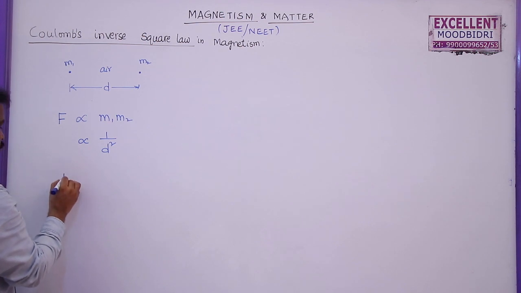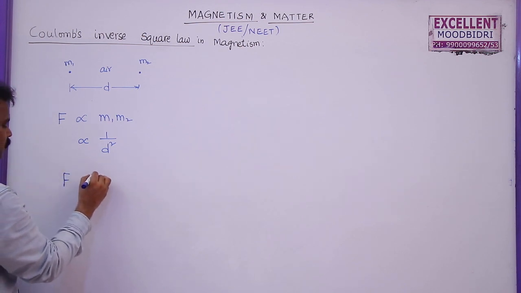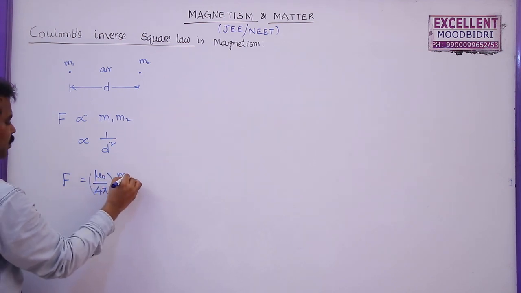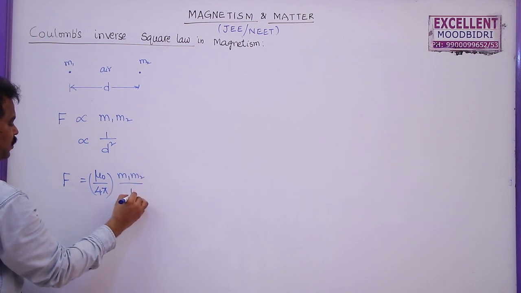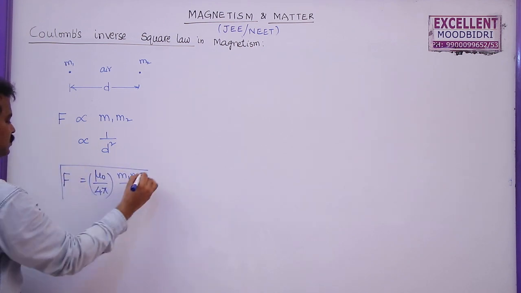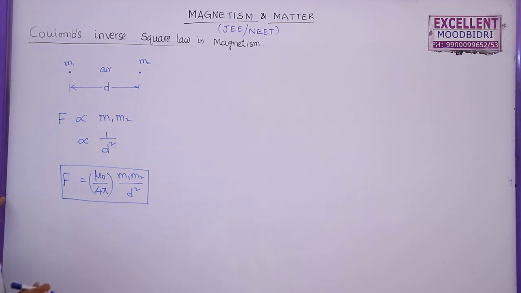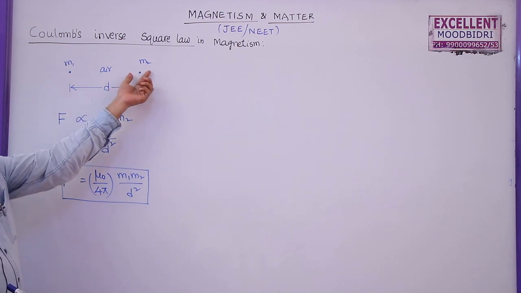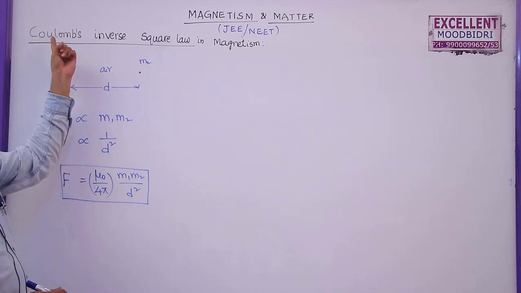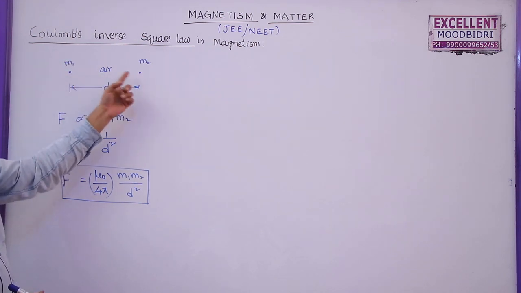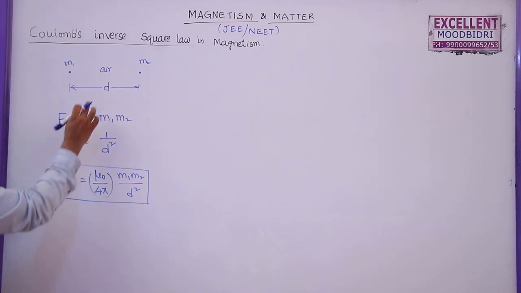So if you combine these two, you get F is equal to some constant K. Here I am going to write mu naught by 4 pi, M1 M2 by d square. This is the magnetic force of attraction between two magnetic poles. Generally speaking, monopoles do not exist, but to define this, we are just imagining that there are two magnetic poles separated by some distance d.